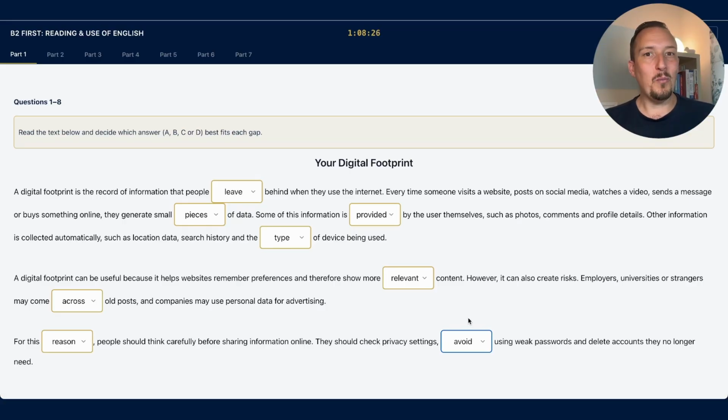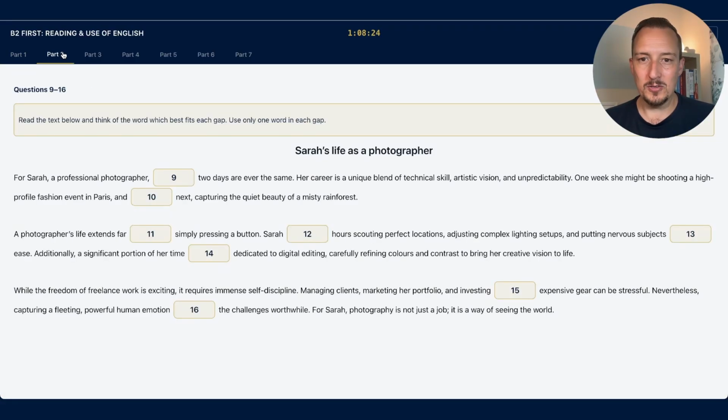Okay, that's the end of part 1. Let's jump over to part 2. Now, in Reading and Use of English part 2, you're given a text again of about 150 words. There are 8 gaps, but this time you need to write one word that you think best fits or works in each gap. You're not given any words to choose from. You need to write in one word that you think fits. Okay, let's make a start and we'll discuss how we can approach this as we go through.